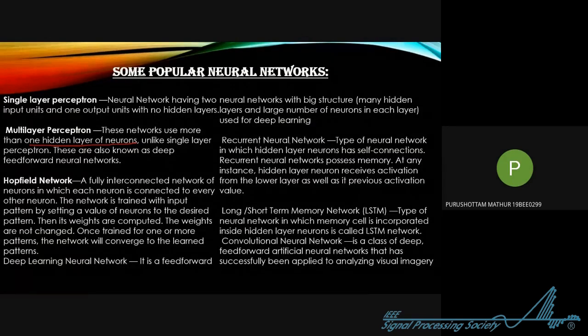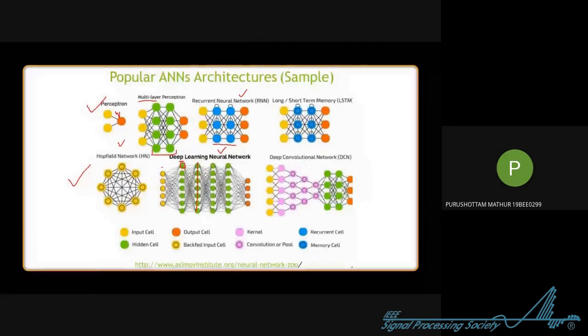Then come the recurrent neural networks, a type of neural network in which the hidden layer neurons have self connections. A recurrent neural network possesses memory. That's what I said. It has the memory locked. Yeah, this hidden layer is locked out.